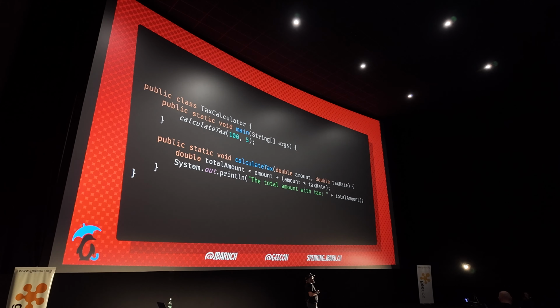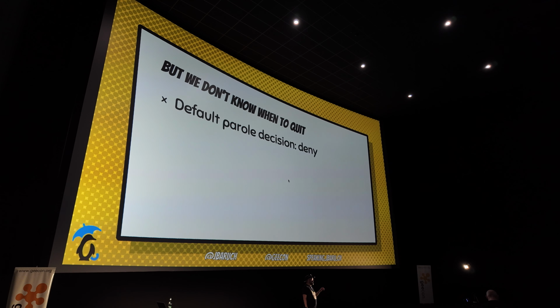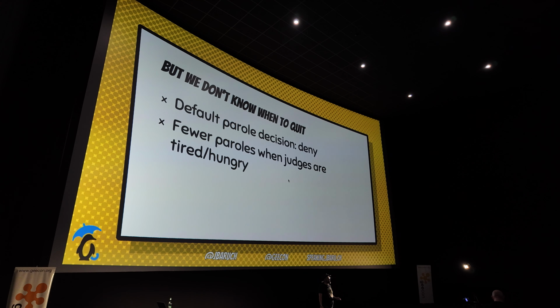And Professor Kahneman proved it profoundly with an astonishing experiment. So he observed parole judges who will either grant paroles or deny paroles. The default decision for this panel of parole judges is obviously to deny parole. They need to be convinced to let someone go who still has a sentence time to serve. So the default is to deny. Amazingly, fewer paroles were given when judges were tired or hungry. Basically, before lunch and before they go home, less paroles were given.